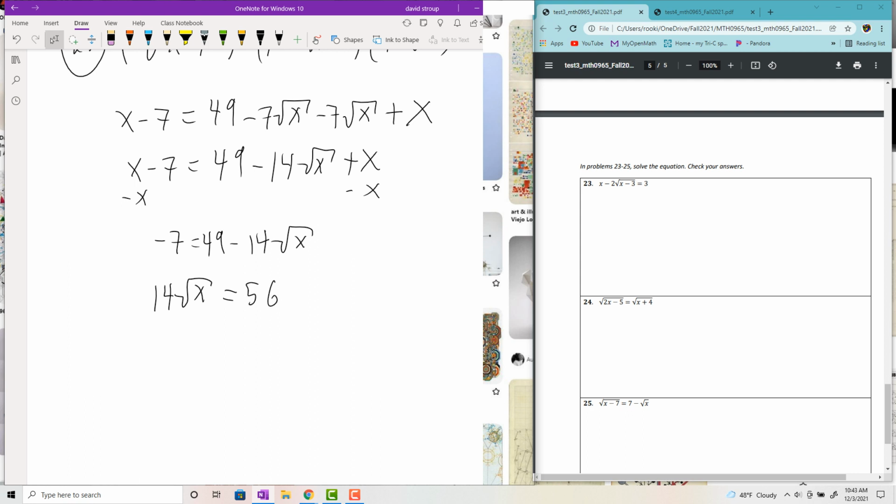So you have 56. Then you want to isolate the square root x, this part. So divide both sides by 14. I think that's 4. And then square both sides. So you have to square both sides twice. Then you check your solution.